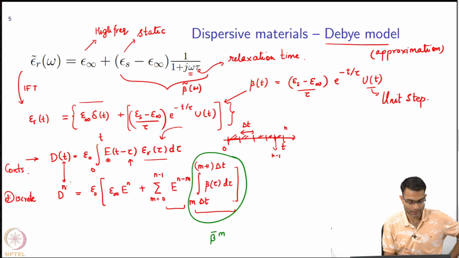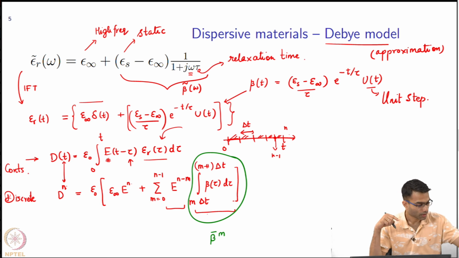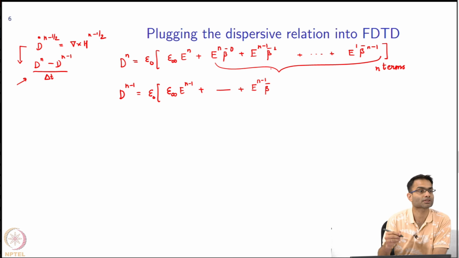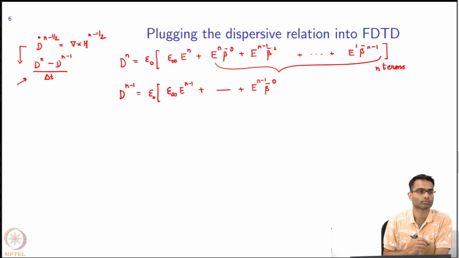See, if there is an n here, there is an n here and there is an n minus 1 here. So, now if I replace this n by n minus 1, this will become D n minus 1 is epsilon 0 epsilon infinity E n minus 1 plus summation m is equal to 0 to n minus 2, and then E n minus 1 minus m, everywhere. So, the term that will appear over here will be beta bar what? This is the first term of the summation. So, that is m is equal to 0.